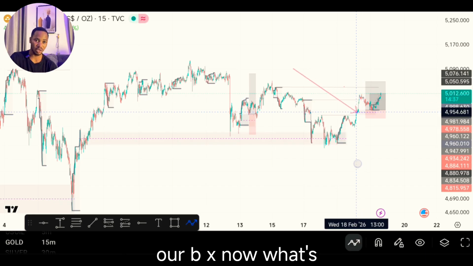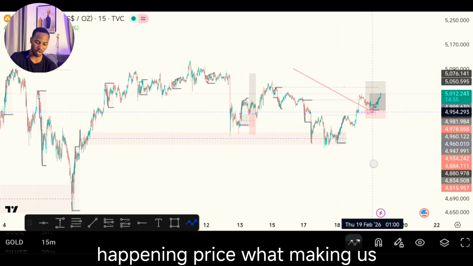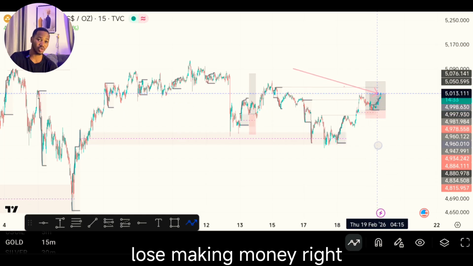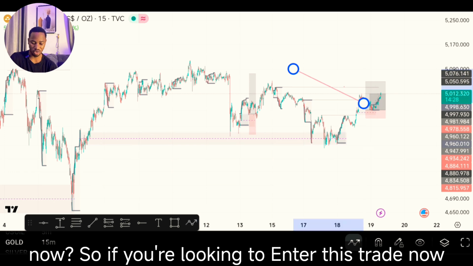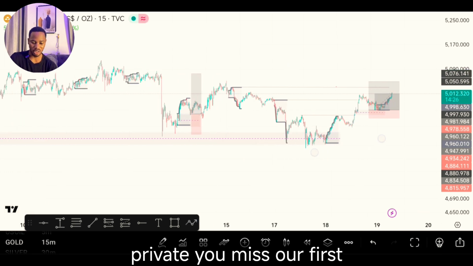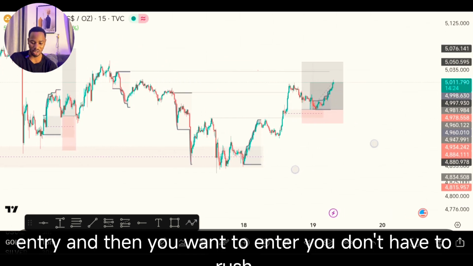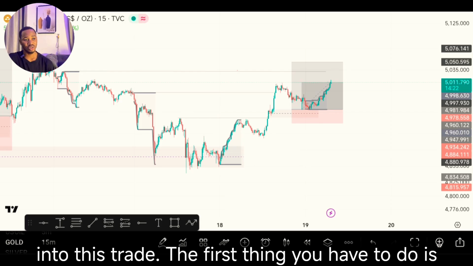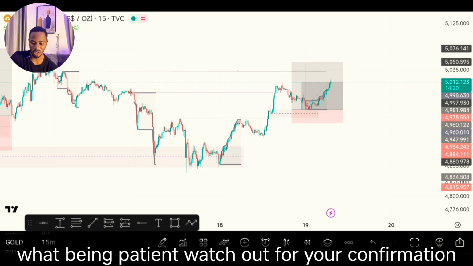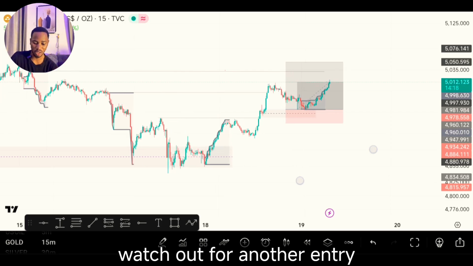That's our entry. Now what's happening? Price is already making us money right now. So if you're looking to enter this trade now, you missed our first entry, and you want to enter, you don't have to rush into this trade. The first thing you have to do is what? Be patient. Watch out for your confirmation, or watch out for other entry levels.